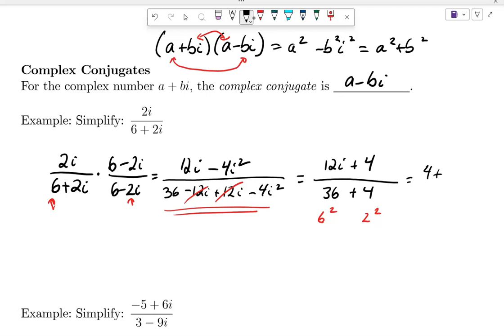Okay. Now we simplify. Typically we write the real part first and then the imaginary part. So we'd have 4 plus 12i over 40. And again, if you want to put this into standard form for a complex number, I would want to write it as real part plus imaginary part. So I can split my fraction up as 4 over 40 plus 12i over 40. And then you can reduce your fractions a little bit. You get 1/10 plus 3/10 i.